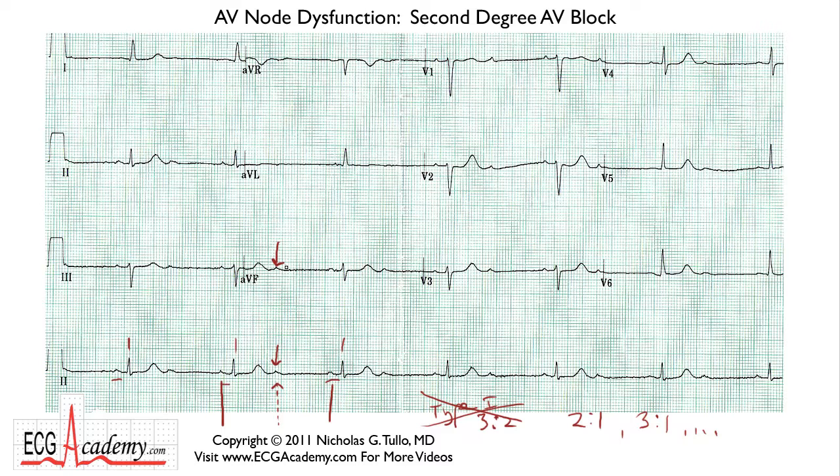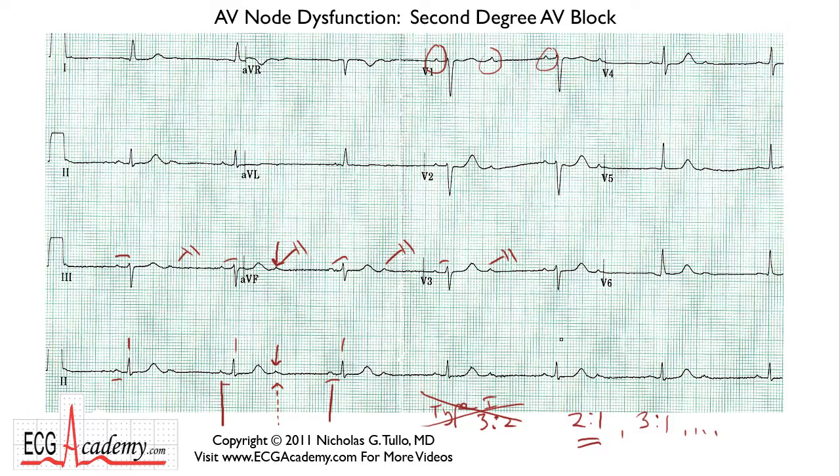Those P waves here are not conducting. So you have this conducts and this blocks, this conducts, this blocks, and every other impulse is blocking. Now, you can see them actually very nicely here in lead V1. Now, a lot of people will immediately say, well, this is type 2 because it's 2 to 1. And they'd be wrong, because 2 to 1 is neither type 1 nor type 2.